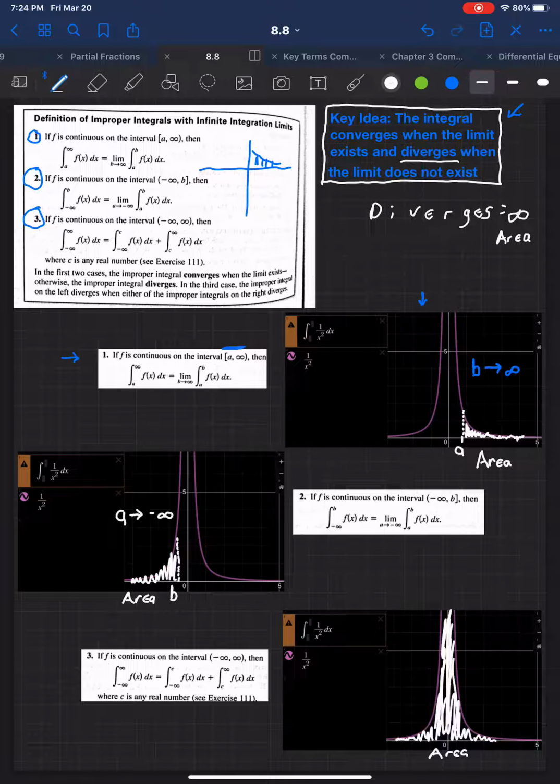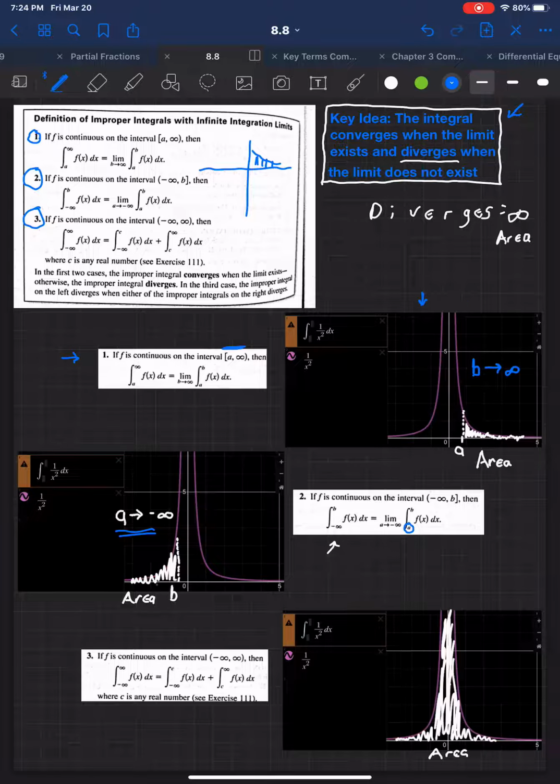Now, part 2, it says again, assuming that your function is continuous from negative infinity to some value b, then notice what we're doing here. You're looking to find the integral from negative infinity to b. How do we do that? Well, we're just going to start by choosing some random value to the left of b. They're calling that a. And then we're going to let a go to negative infinity.